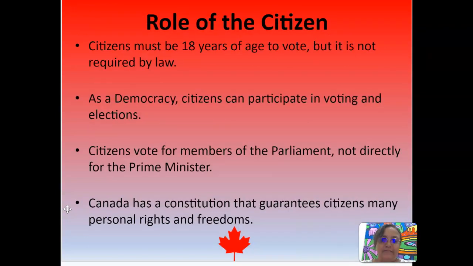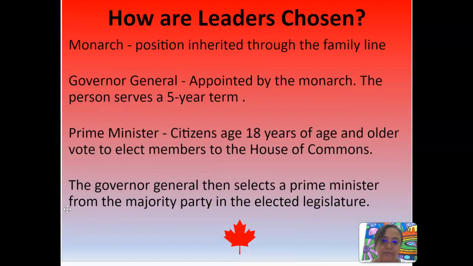Role of the citizen. Citizens must be 18 years of age to vote, but it is not required by law. As a democracy, citizens can participate in voting and elections. Citizens vote for members of parliament, not directly for the prime minister. Canada has a constitution that guarantees citizens many personal rights and freedoms.